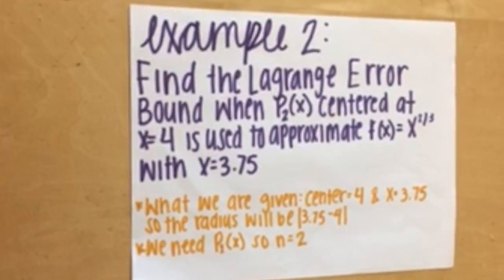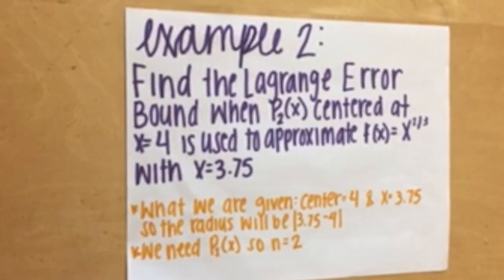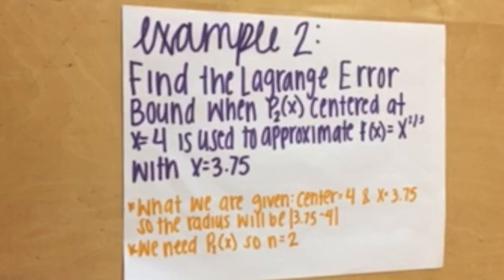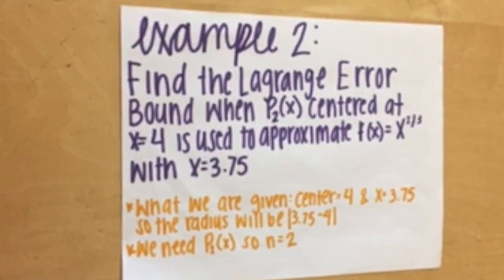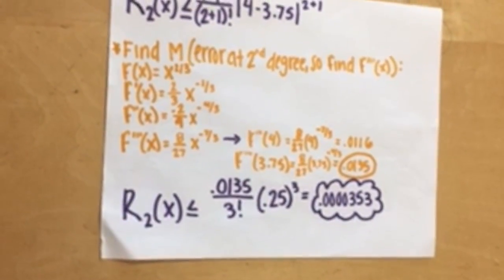Let's start with what we know. We are given the center equals 4 and x equals 3.75. So we know the radius will be the absolute value of 3.75 minus 4. We also know that we're using the second degree polynomial, so n will equal 2. If we fill in our formula with what we know, all we have left is to find M.